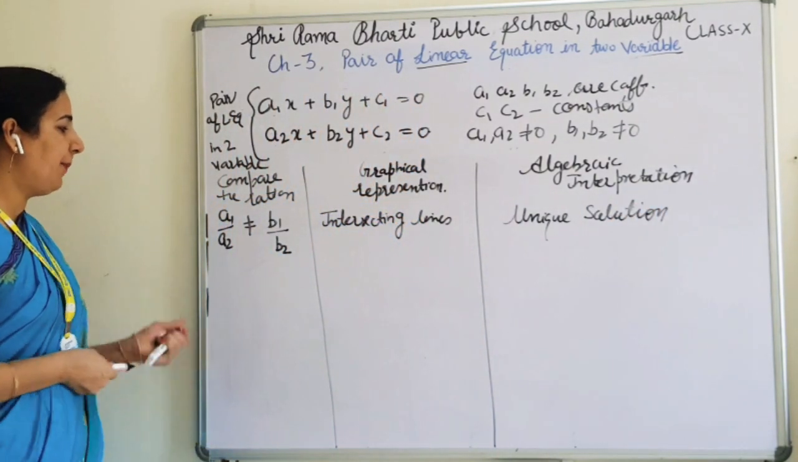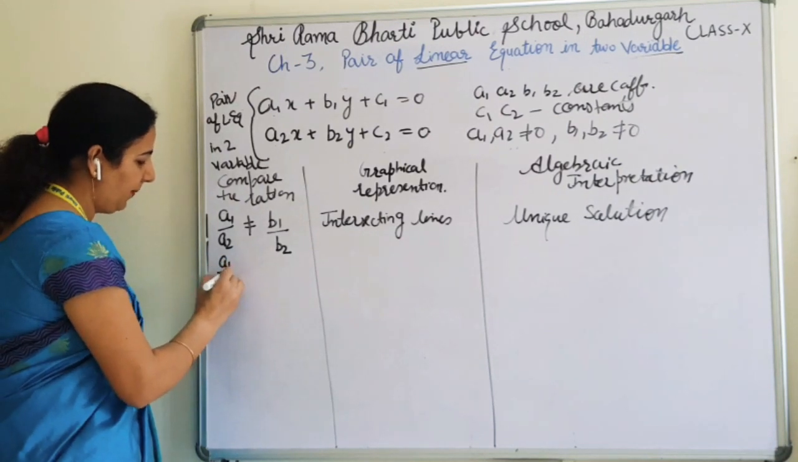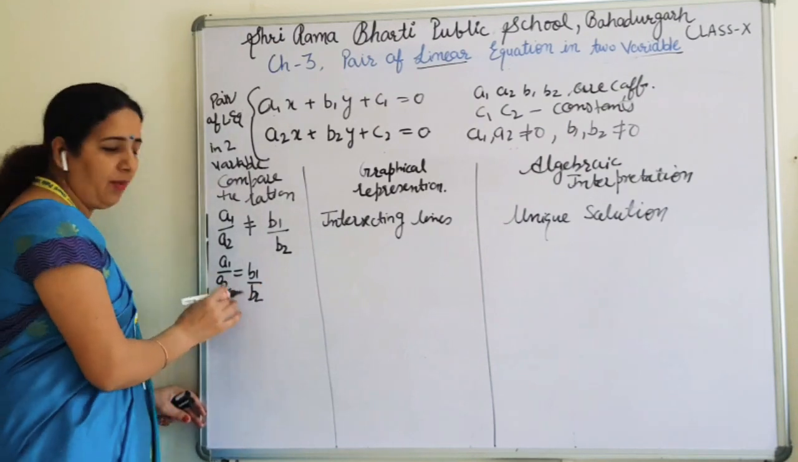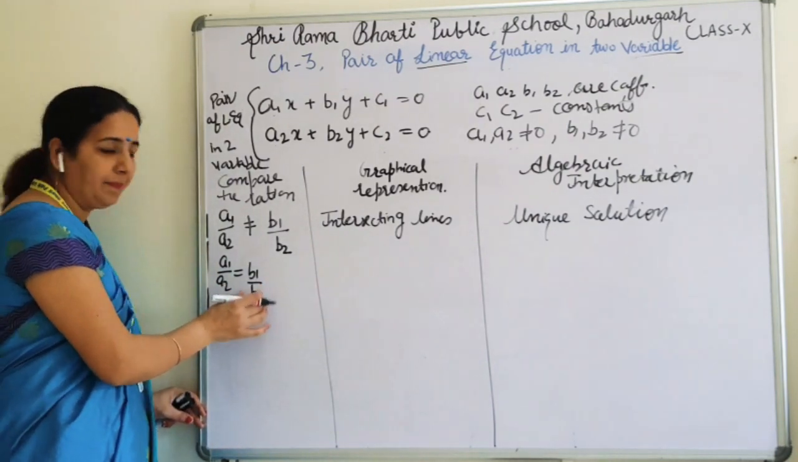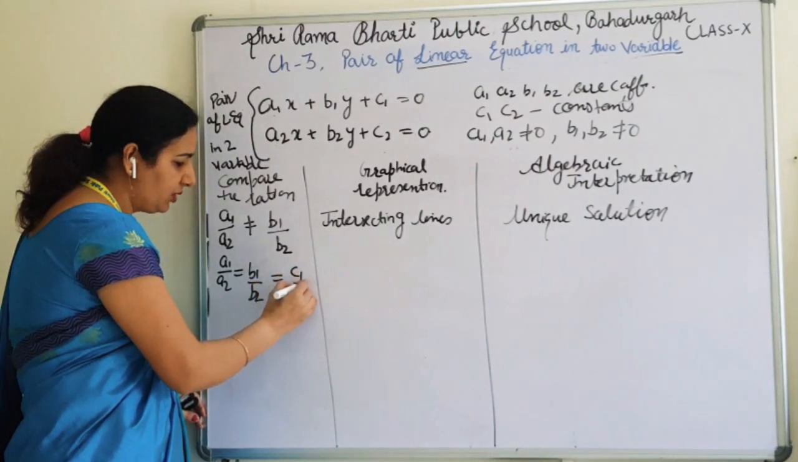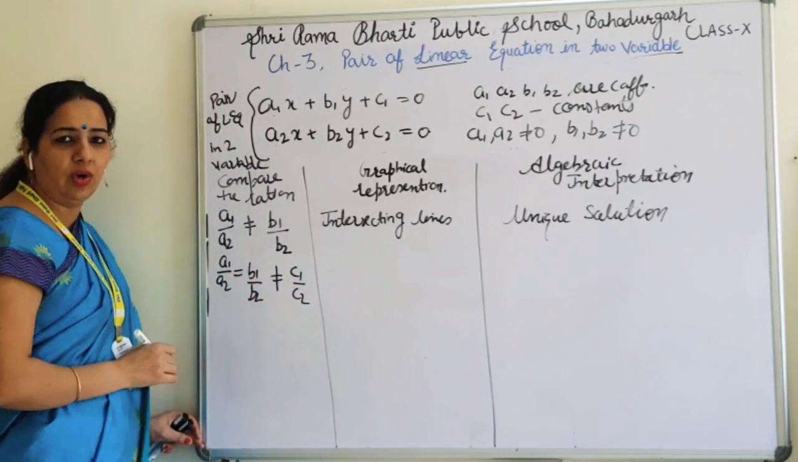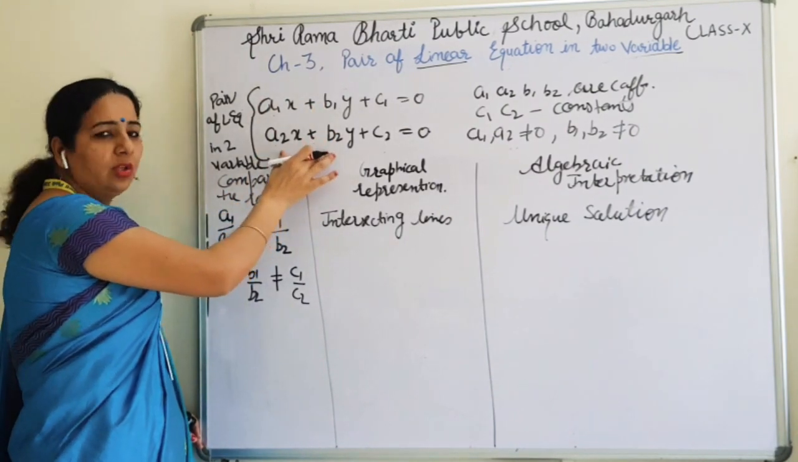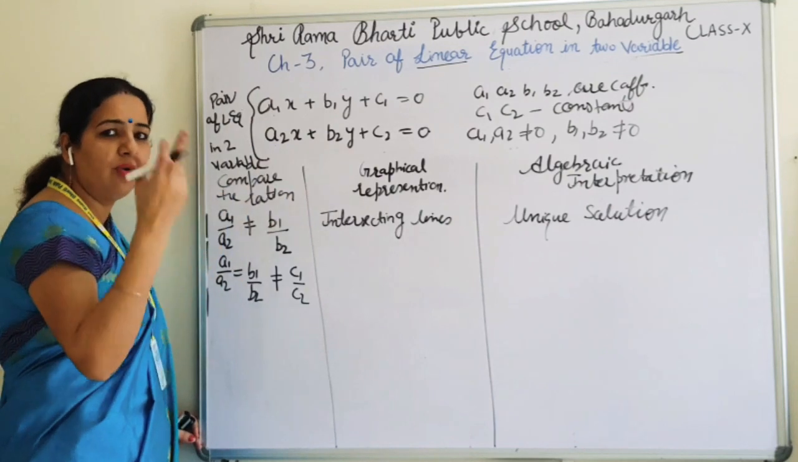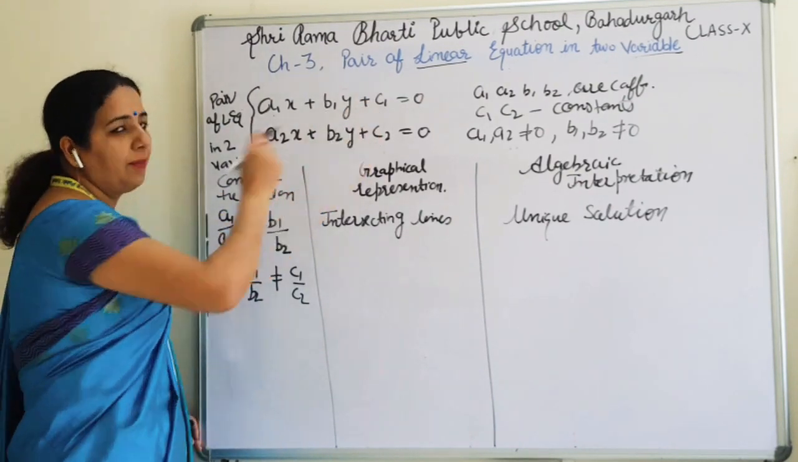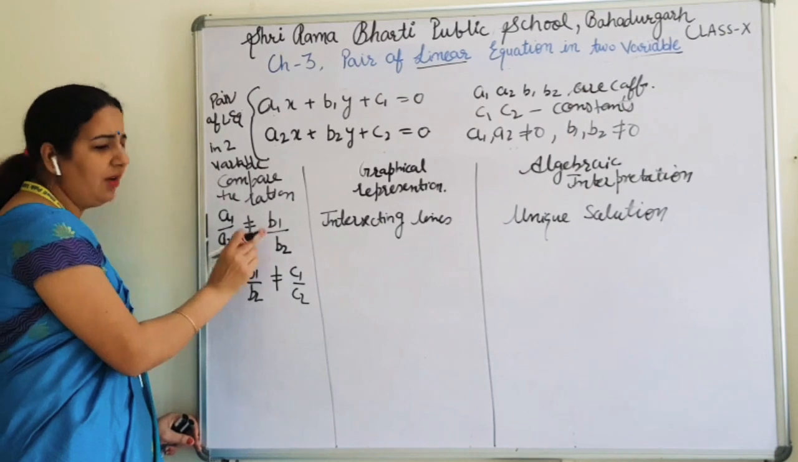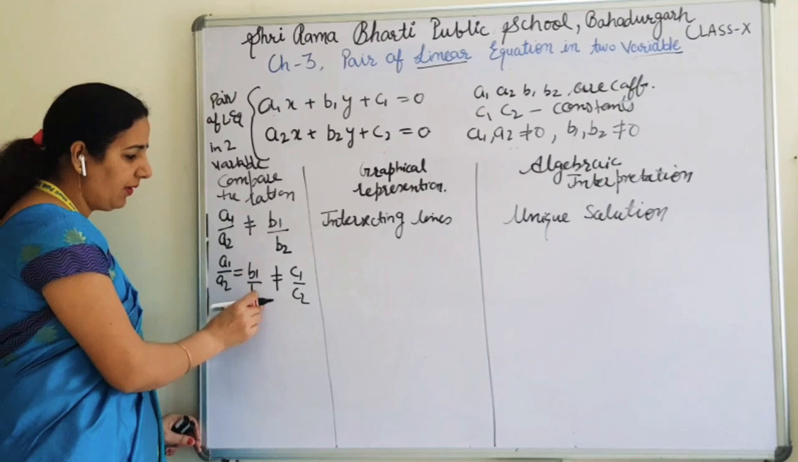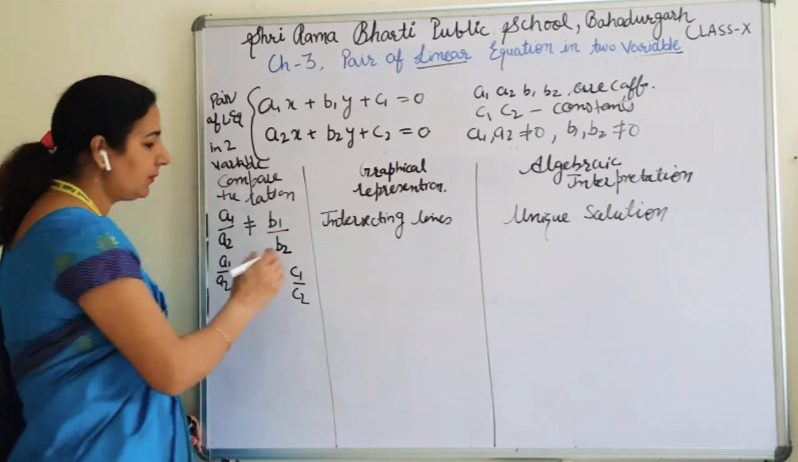And if a1 upon a2 is equal to b1 upon b2, so that is equal. But when I have calculated c1 upon c2, at that time they are not equal. a1 upon a2 I have calculated, b1 upon b2 I have calculated, they both are equal. If they both are equal, you have to move on to the third ratio, that will be c1 upon c2. Here both are unequal, so that's why I have not moved on to the third one. a1 upon a2 is equal to b1 upon b2 is not equal to c1 upon c2.